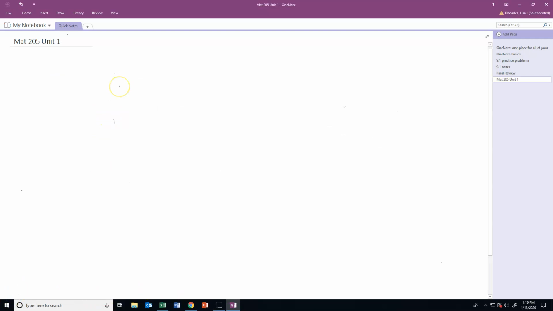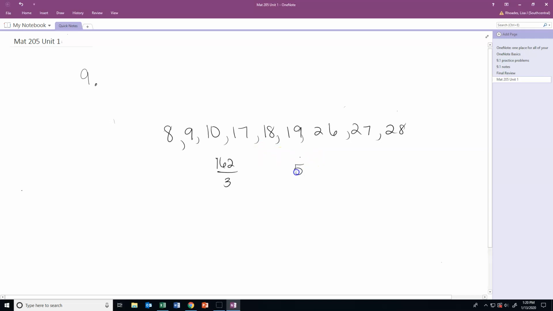On number 9, you're talking about doing the magic square. Now this problem is a little bit of trial and error. If you look on my magic square in my example, I'm given 8, 9, 10, 17, 18, 19, 26, 27, and 28. Now I added up all of those digits. I got a sum of 162. Then I took the 162, divided that by 3, because it's a 3 by 3 square. So what that meant was all of my rows, columns, and diagonals had to add up to be 54.